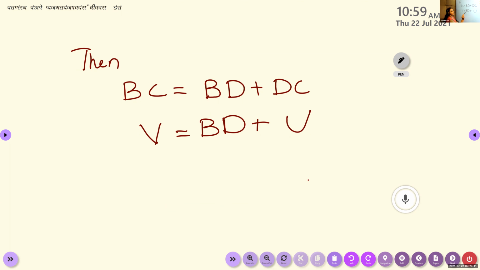So what is BD then? Here V is equal to BD plus U. Rearrange the equation: keep BD on the left hand side and bring U to the left hand side of the equation. So we get BD is equal to V minus U.